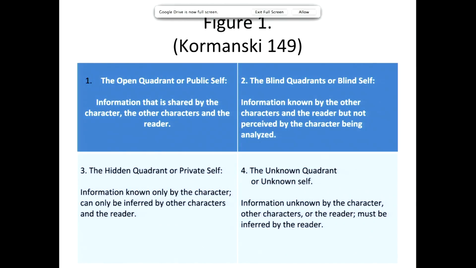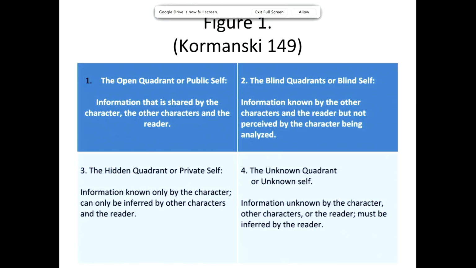This analysis of Richard Cory was discussed by Lothar Kromansky in the Journal of Reading, and you can see a citation there if you'd like to explore that further. So here I'm talking about some of the information that came from the Kromansky article. For the open quadrant or the public self, information is shared by the character, the other characters, and the reader.